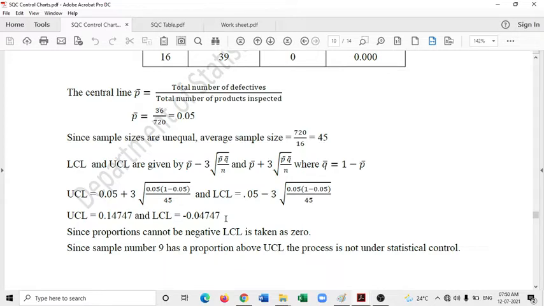This is the P chart, or the proportion related chart. It cannot go below 0. That's why we close the lower control line at 0. Therefore, the lower control line is taken as 0. Upper control line, as we calculated, is 0.14747 and the central line is 0.05.